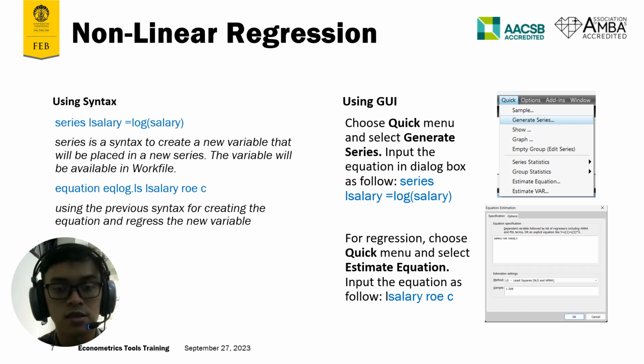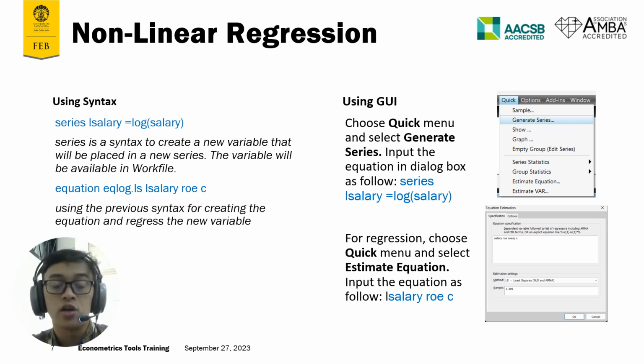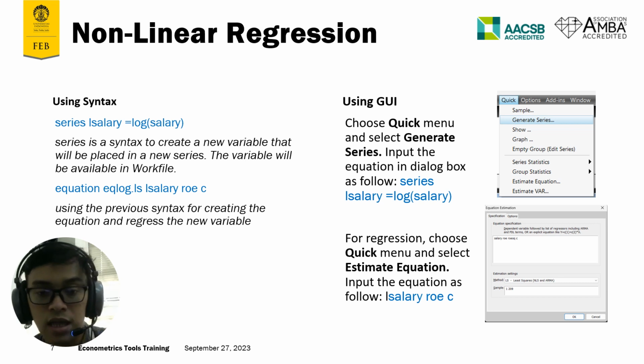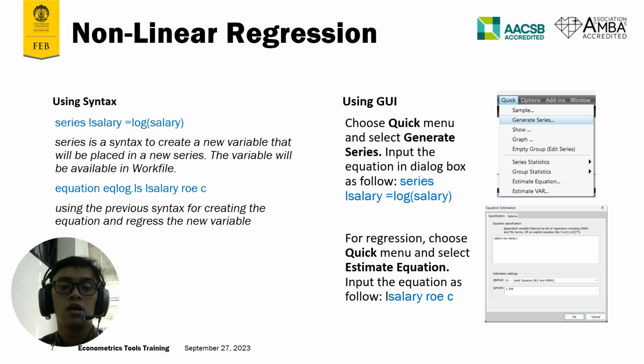This is similar to the previous nonlinear regression, which is the quadratic form. In the quadratic form, we already saw that we can create a new series, namely ROA square. Here we make a new series, namely L salary, which is equal to log salary. After that we can do a regression where we don't use the salary anymore, but use L salary, the logarithm of the salary itself. The independent variables are still the same, the ROA and the C.